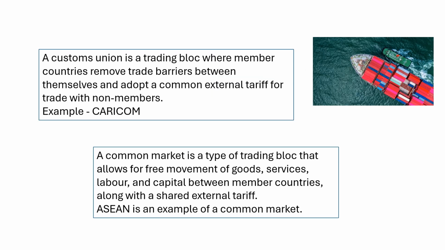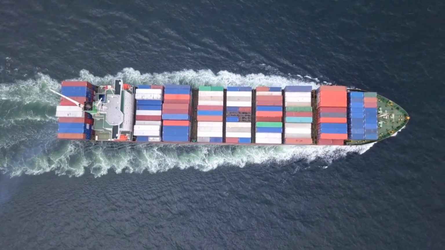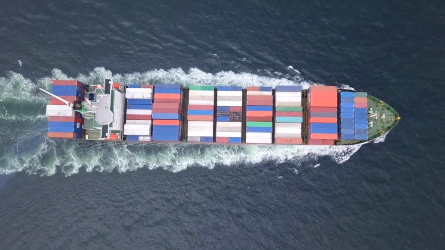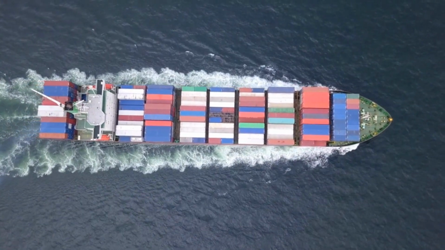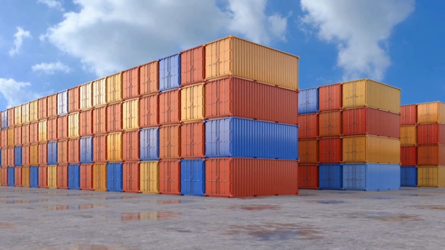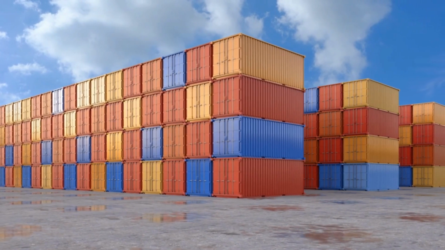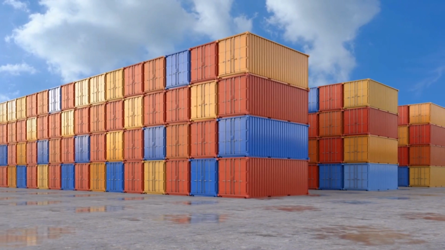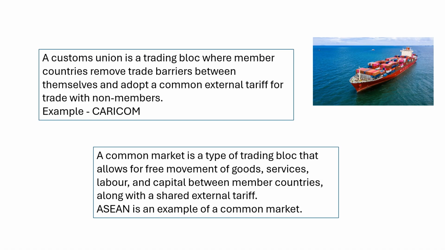A customs union is a trading bloc where member countries remove trade barriers between themselves and adopt a common external tariff for trade with non-members. Countries in a customs union trade freely with each other and set the same tariffs for imports from outside the union, creating uniform trade rules with the rest of the world. An example of a customs union is CARICOM, which is the Caribbean Community and includes 15 Caribbean countries.